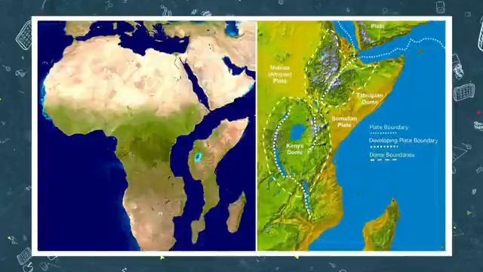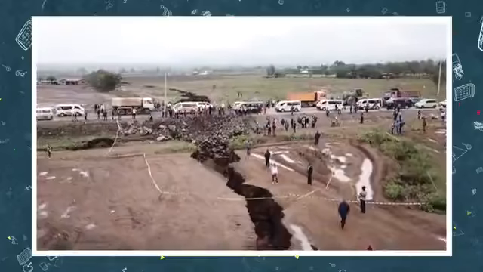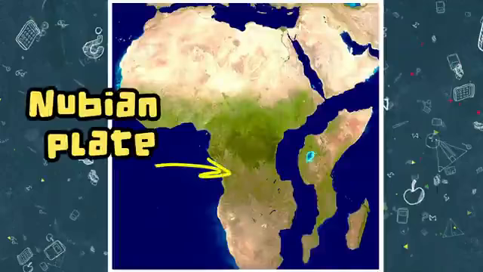and that is why Africa is literally cracking up. This pulling apart will keep going for a long time until eventually it won't just be a few cracks in the earth, but the entire continent of Africa will literally break into two pieces. This will form two new tectonic plates. The one making up most of Africa will be called the Nubian plate. The smaller one pulling away will be called the Somalian plate.